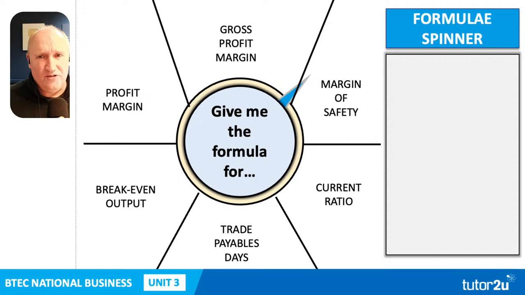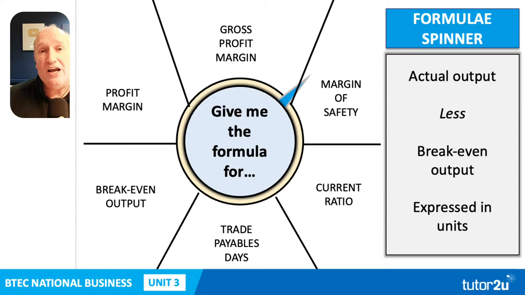The margin of safety is a very common calculation. Unit 3, a real examiner favourite. I was analysing every question from the last 8 papers last night, and it's amazing how often margin of safety gets examined. It's actual output less break-even output. So how many are we actually making or selling, take away our break-even output. And don't forget, margin of safety is always expressed in units, as Charlotte has just put into the live chat.